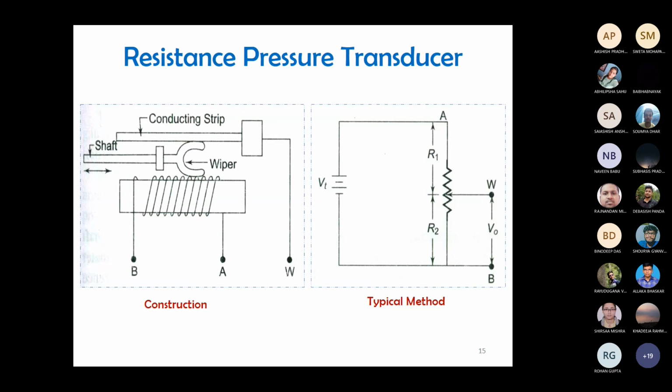So in my last class, I started with the resistance pressure transducer. Last class I discussed the length of that fluid material. So how do you identify that fluid height? By the changing of the fluid height, the potentiometer wiper also changes its position, and based on that you are getting different readings.